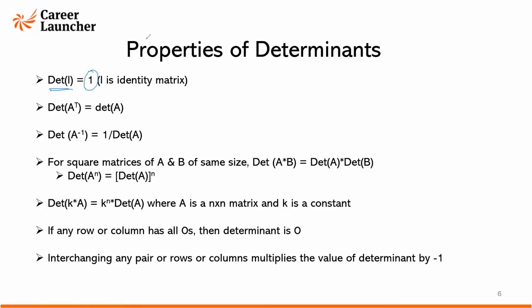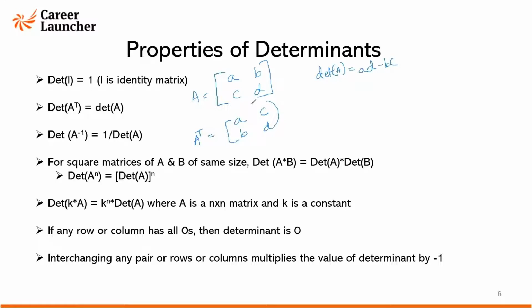The second thing is determinant of A transpose is equal to the determinant of A. I'll explain what I mean. I already explained the meaning of a transpose. So let's take a simple example: A, B, C, D. This is A. So what is the determinant of A? Determinant of A is AD minus BC. Let me write A transpose. A transpose is A, C, B, D.